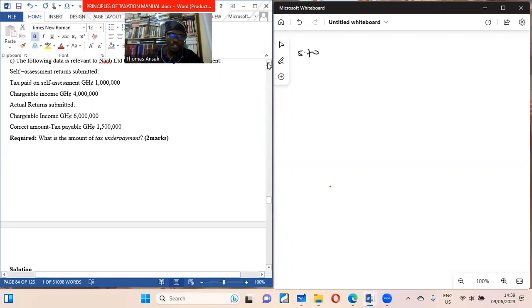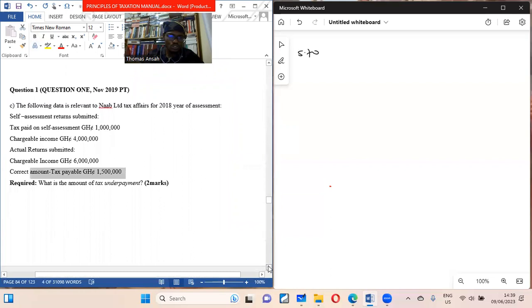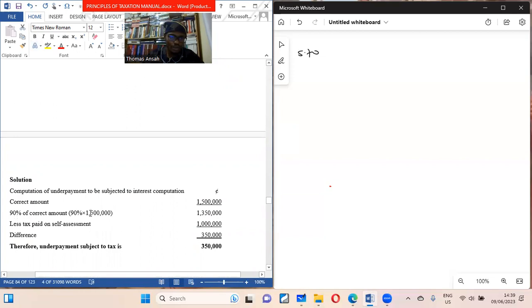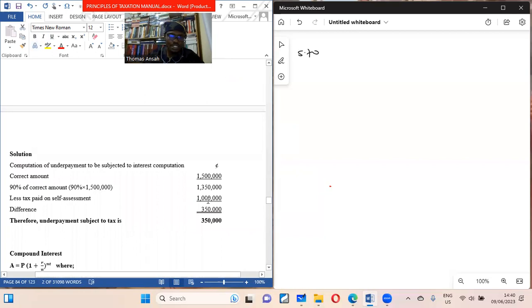So here we have NAB, who has his tax affairs. The tax paid on self-assessment is 1 million. Chargeable income on the self-assessment is 4 million. The actual returns submitted say the chargeable income is 6 million. And the correct amount then is 1.5 million. So what you do is compute 90% of the correct amount. The correct amount was 1.5. You compute 90% of the correct amount. This is what you have. Then let's look at the amount of tax on self-assessment. It's 1 million. So you see, between the 90% and the 1 million, there is a difference. The difference is the underpayment, which is this.